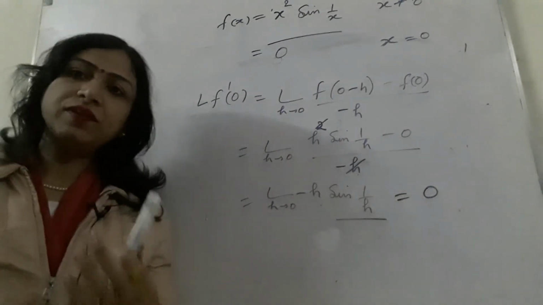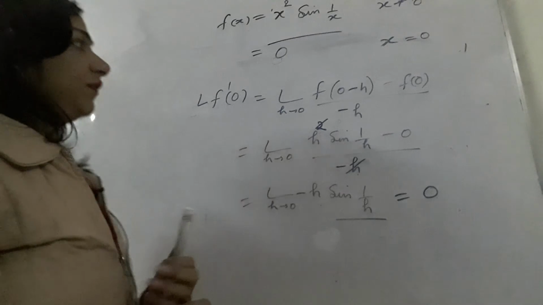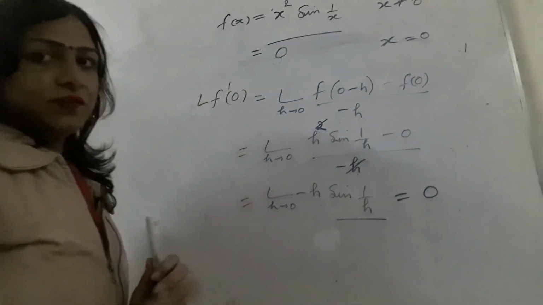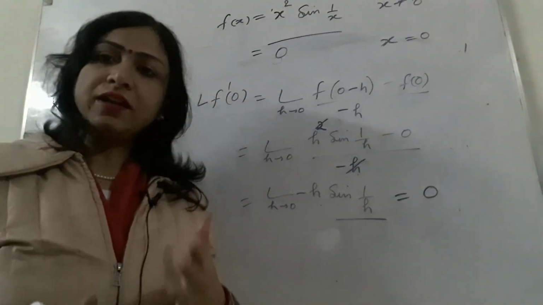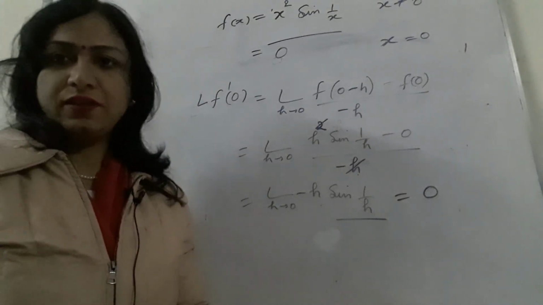So, to check the differentiability of a function, we will find the right hand derivative and left hand derivative. If they both exist and are equal, then we can say that the function is differentiable.